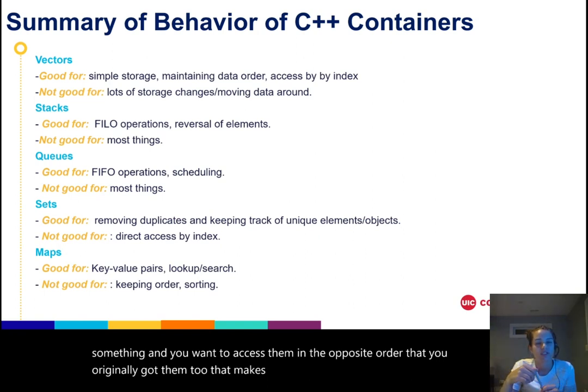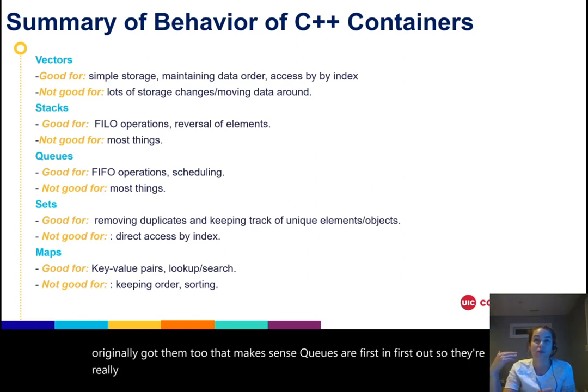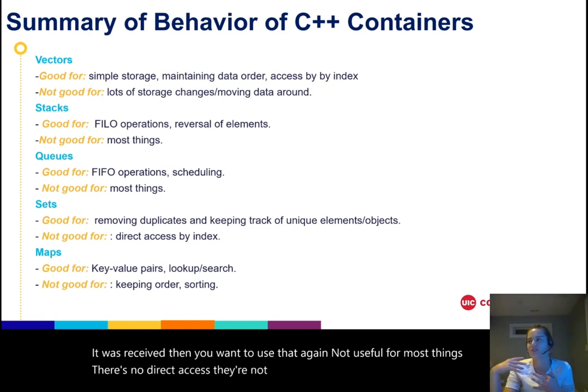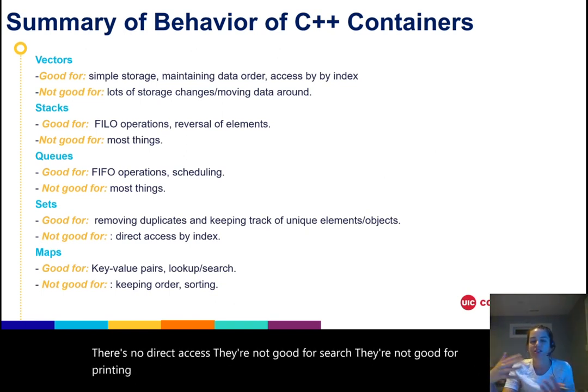Queues are first in, first out, so they're really good for scheduling. If you want to keep something in the order that it was received, then you want to use that. Again, not useful for most things. There's no direct access. They're not good for search. They're not good for printing stuff out. So stacks and queues have this really specialty area.